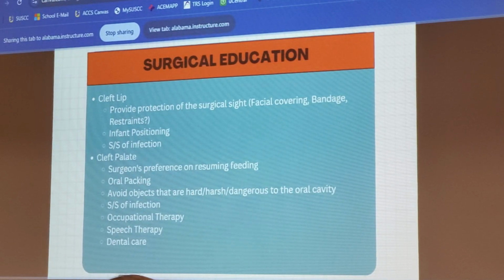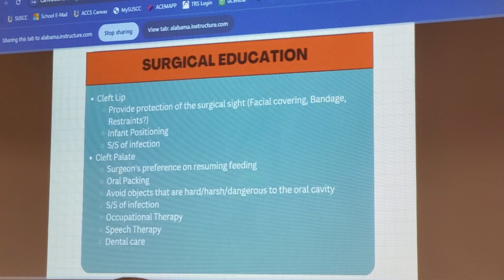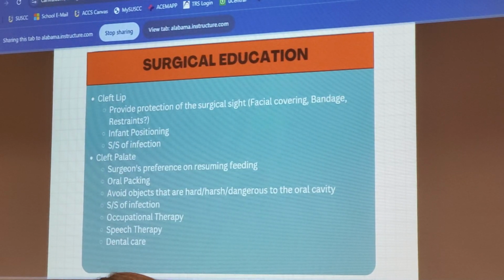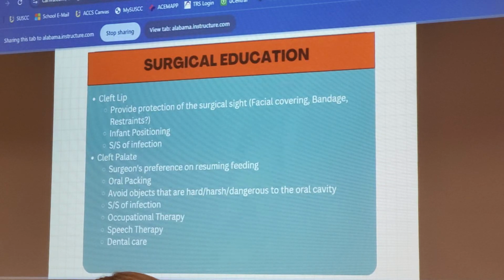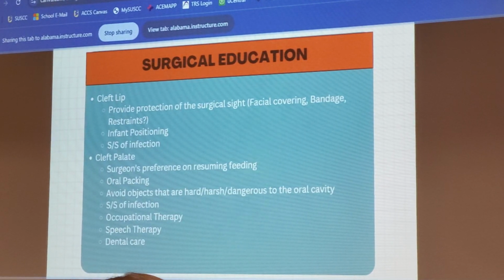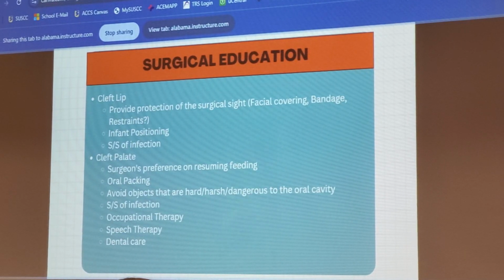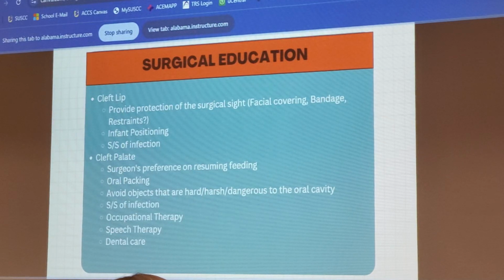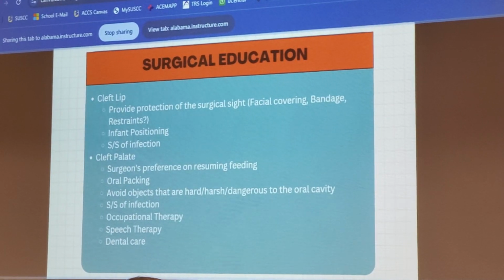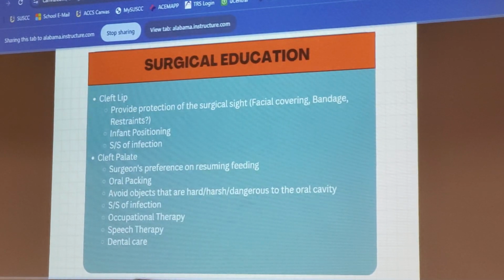What are we gonna teach our parents about infection? What do they need to look for? Fever. Okay, what else? Discharge, redness. What about irritability? The baby's just real fussy. Is he gonna be able to tell you he's in pain? No, probably not. Or that he has drainage in his throat. Also swallowing, maybe. So we need to talk about those things with our parents.